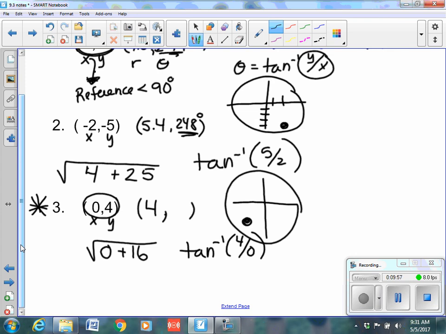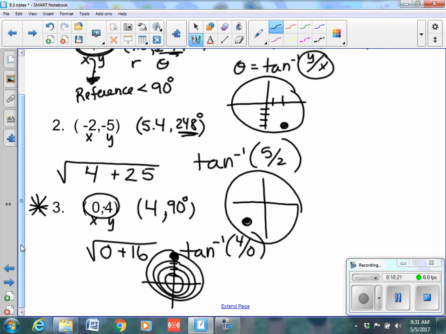Where would 0, 4 be located on your old chart back in Algebra 1? 0, 4 would be located right here, right? If you made a bullseye out to 4 circles, how many degrees would that be? Because your calculator's not giving you the answer, but you know how many degrees that is. 90.